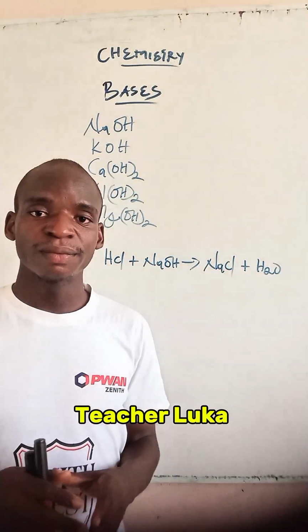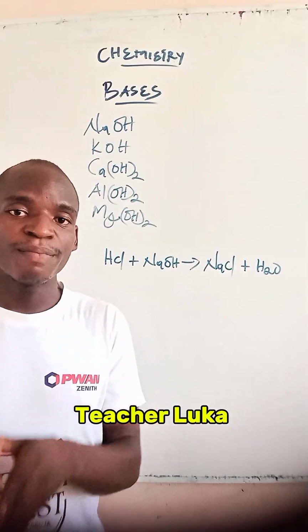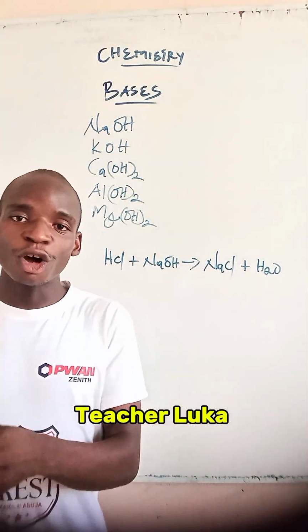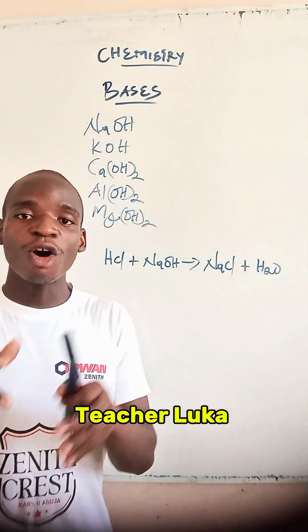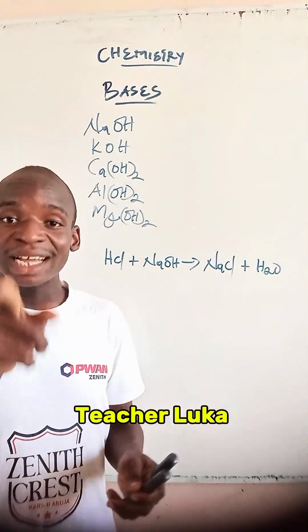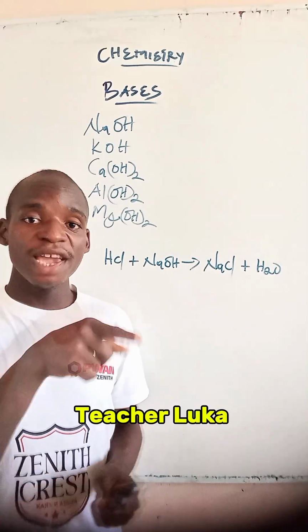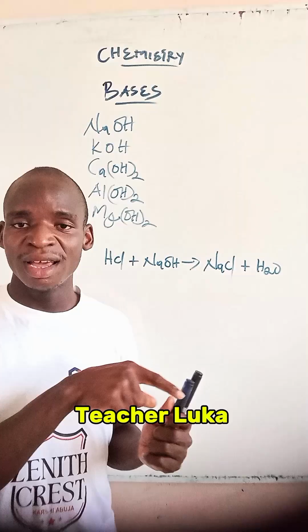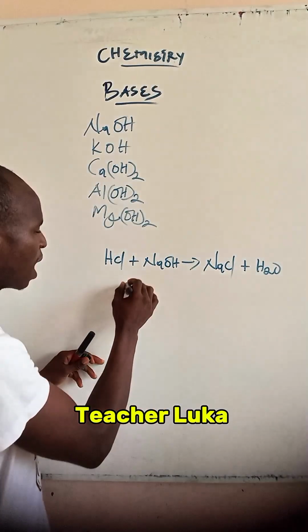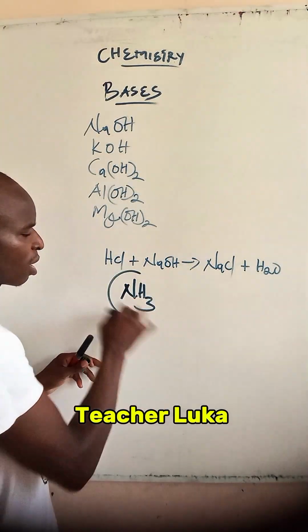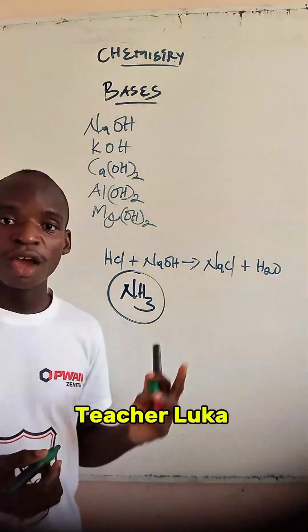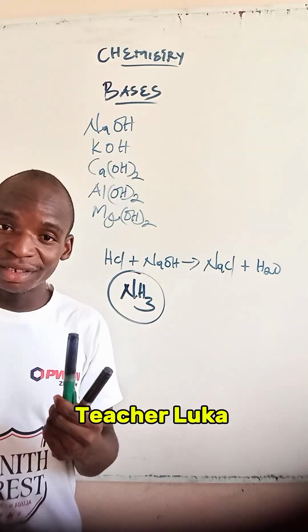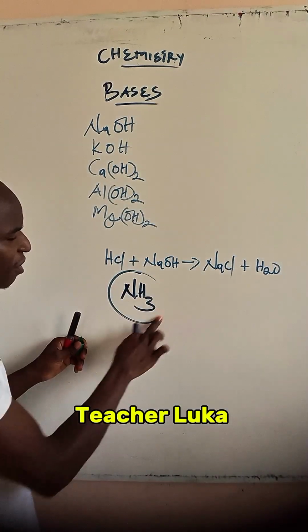Now, most students usually confuse themselves by saying that all bases are a product of the reaction of basic oxide with water. But that is a lie, okay? Not all bases are a product of the reaction of basic oxide with water. Are you following? For instance, ammonia. Ammonia is a base. Are you following? But ammonia is not an oxide. Do you understand?